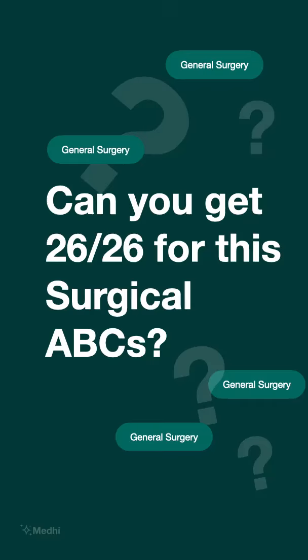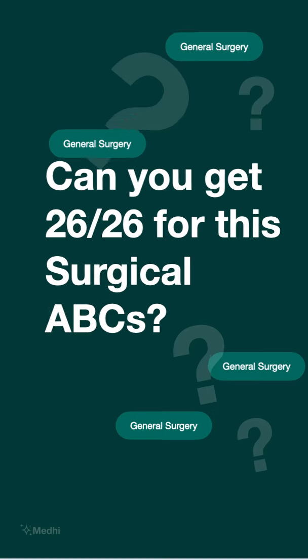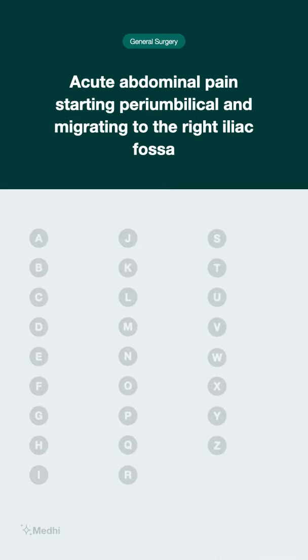This is your Surgical ABCs trivia quiz. Can you get all 26 correct? I'll give you the clue, you name the diagnosis or term. Let's go. Acute abdominal pain starting around the umbilicus and migrating to the right iliac fossa.